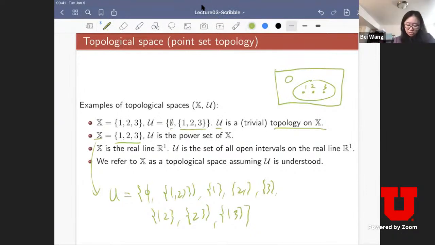So if X is a real line, this is the example I was talking about. If it's a real line, U is a set of all open intervals on the real line. That is a topology. And usually we just refer to X, the real line, as a topological space because the set U, which is a set of all open intervals, is well understood, so kind of omitted in the description. But whenever you think about a topology, it is actually a pair, right? The set and a collection of subsets that satisfy those three conditions.